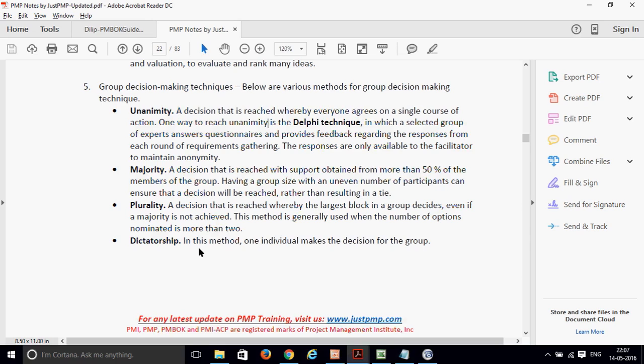You have a fourth thing: anonymity, like the Delphi technique. Remember, anonymity means people vote, but their names are not disclosed. Only the facilitator knows. Majority is 50%. Plurality is again a type of voting, where the option with the largest number of votes is selected, but it does not mean 50%. Dictatorship is one person deciding what he wants. So that's what is called a group decision making technique.